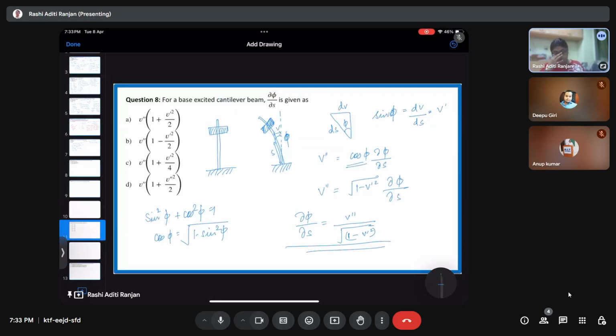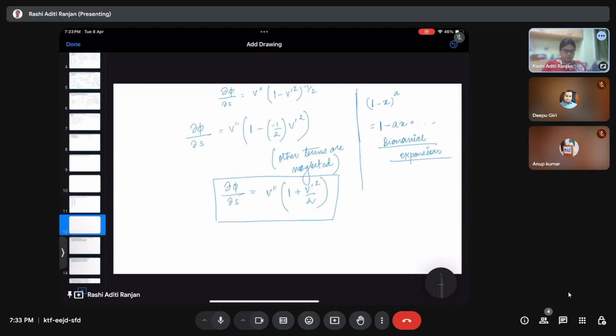So if we look into the question, for a base excited cantilever beam, del phi by del s is given as. So for here, option D is the correct, right? This is our correct option. I hope this is clear. This was a very easy question. No, wait, not D. A is correct actually here. Plus V double dash square. We have V dash square. Okay, so A is correct.